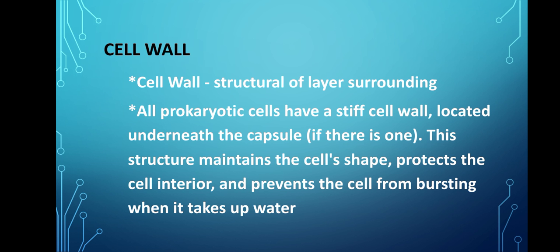Cell wall is a structural layer surrounding the cell. All prokaryotic cells have a stiff cell wall located underneath the capsule, if there is one. This structure maintains the cell shape, protects the cell interior, and prevents the cell from bursting when it takes up water.